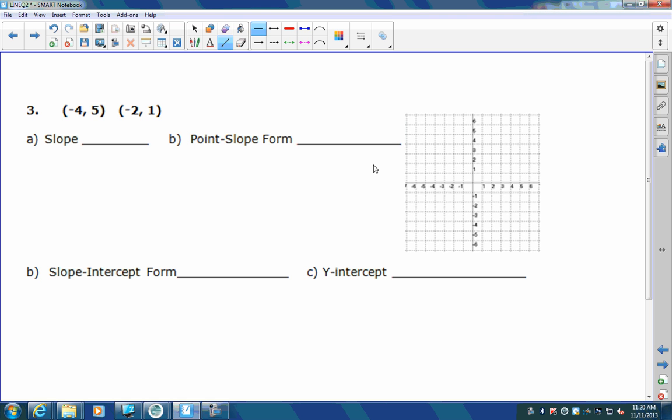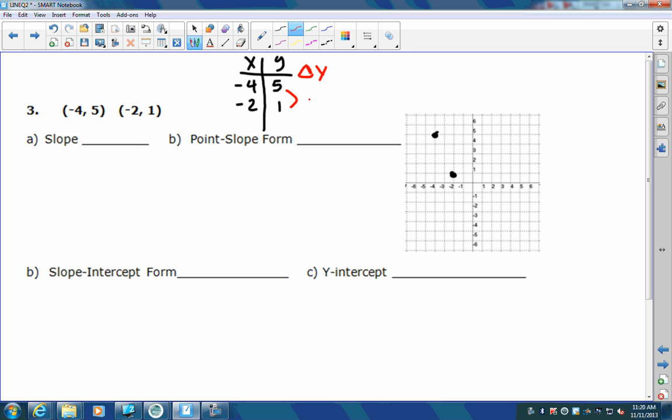So first thing I'm going to do is plot these points, negative 4, 5 and negative 2, 1. Now I need to find the slope. Negative 4, 5 and negative 2, 1. x and y. Delta y, the change in y, negative 4. Well, 1, 2, 3. Is that right, or did I not plot it right?